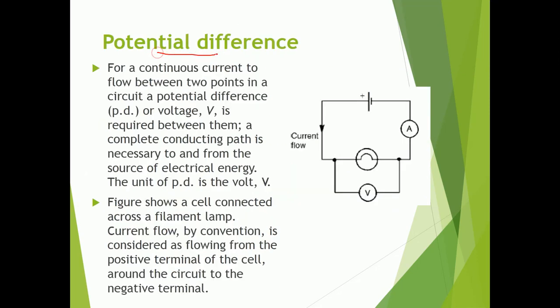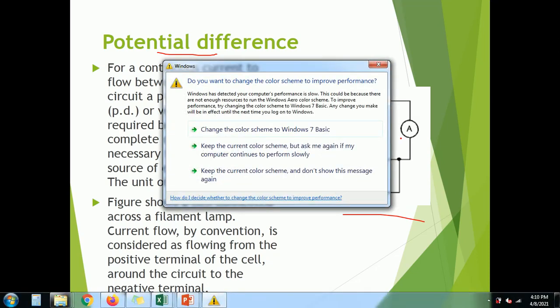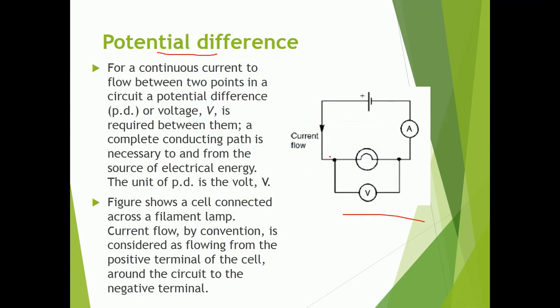Potential difference. So first of all, let's talk about this circuit diagram which is available with us. Here we have a battery, a lamp, a voltmeter and an ammeter. Voltmeter is always connected in parallel, whereas ammeter is always connected in series. Why? Because current in a series circuit remains the same and the voltage in a parallel combination remains the same.